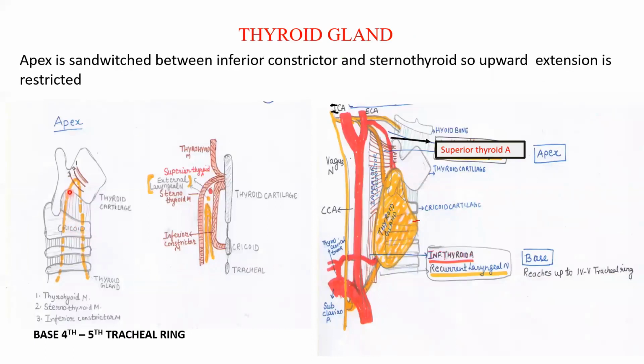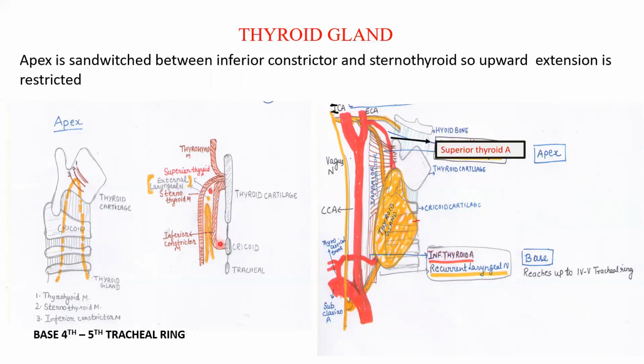The apex of each lobe of the thyroid gland will reach superiorly up to the oblique line of the thyroid cartilage. To this oblique line, three muscles are attached: thyrohyoid muscle and sternothyroid muscle, the two strap muscles of the neck, and third is the inferior constrictor muscle of the pharynx. And if we see in the second diagram, the apex of the gland is actually placed between the two muscles, that is the sternothyroid and inferior constrictor muscle. And this relation of the apex to the two muscles never allows the upward extension of the gland during the enlargements of the gland.